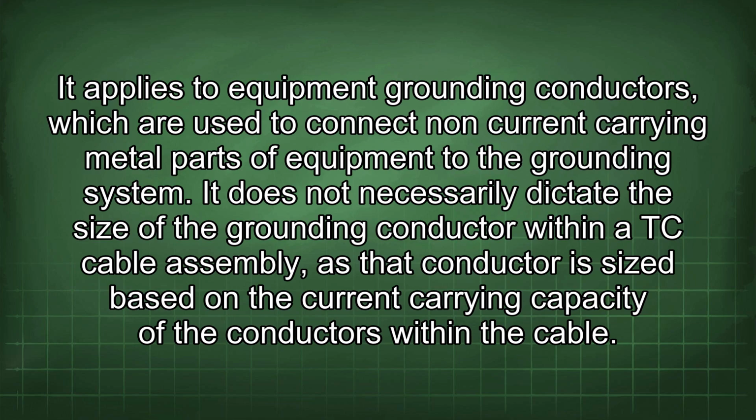It applies to equipment grounding conductors, which are used to connect non-current carrying metal parts of equipment to the grounding system. It does not necessarily dictate the size of the grounding conductor within a TC cable assembly, as the conductor is sized based on the current carrying capacity of the conductors within the cable.